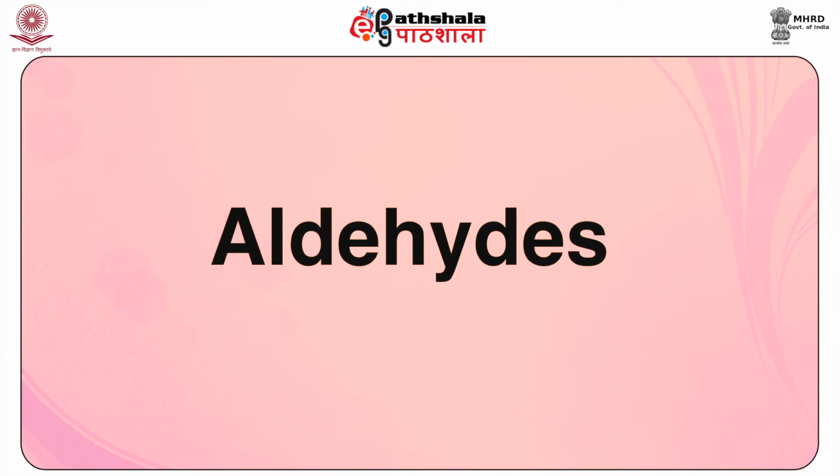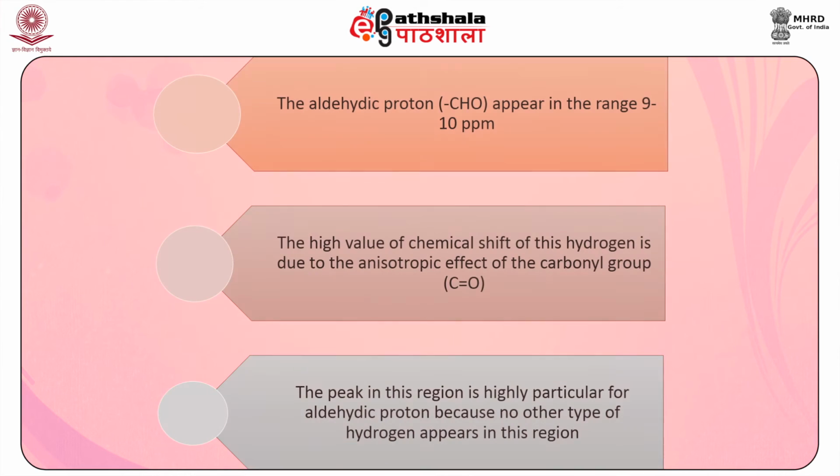Now students, let us consider aldehydes, that is the carbonyl compounds. The aldehydic proton, that is the CHO, appears in the range of 9 to 10 ppm, that is very downfield. The high chemical shift of this hydrogen is due to the anisotropic effect of the carbonyl group, that is the C double bond O group.